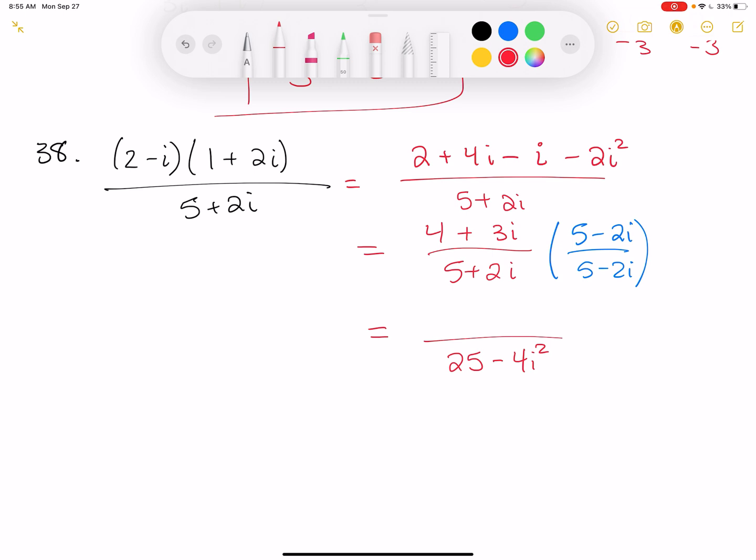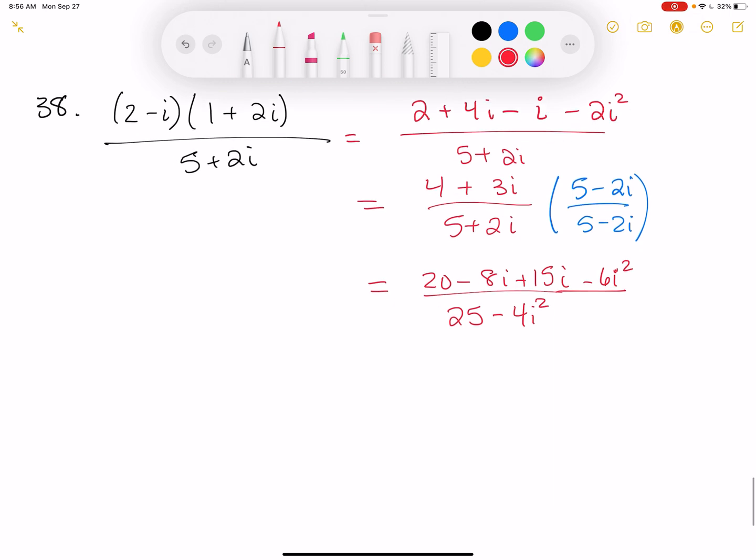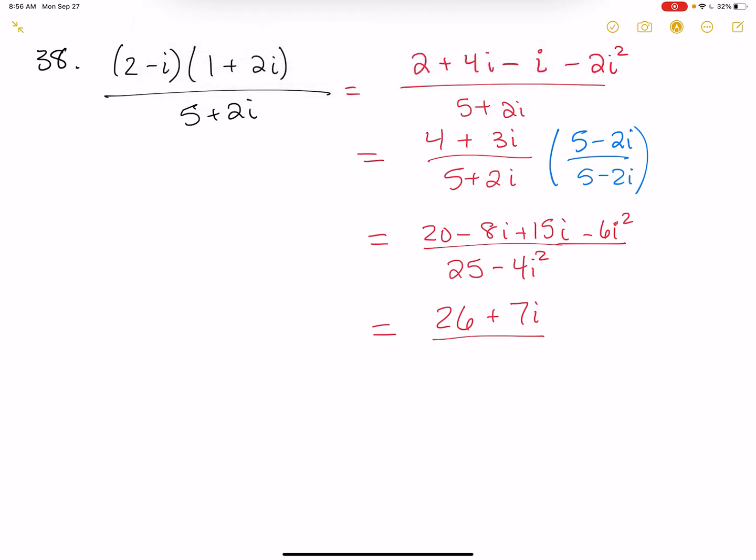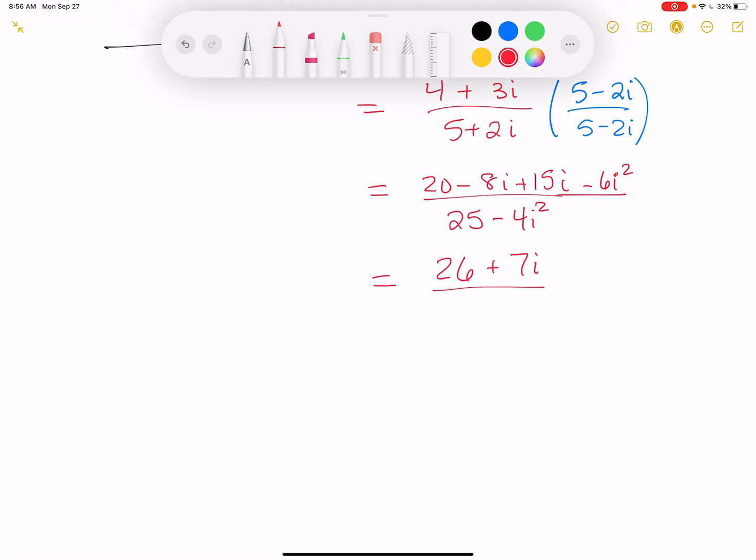Oh yeah, my bad. So it would be 20 minus 8i plus 15i minus 6i squared. And then we just need to simplify everything. So that's gonna be 20 plus 6, right? So 26 plus 7i. Wait, wouldn't it be over 29? Minus 6? No, i squared is -1, so plus 6. Yeah, and then plus 29. It'd just be 29. And then you have 26 over 29 plus 7i.